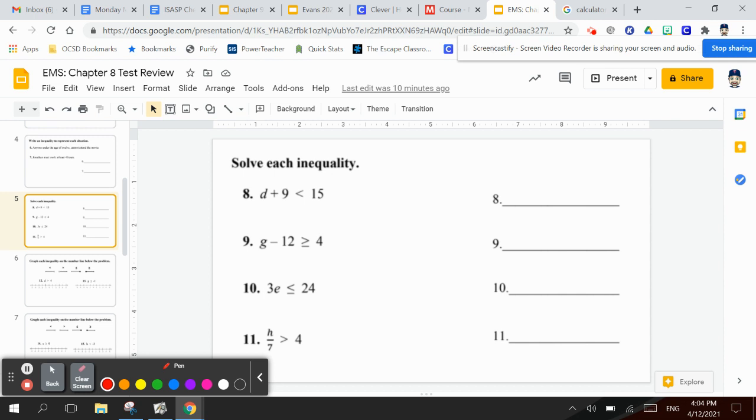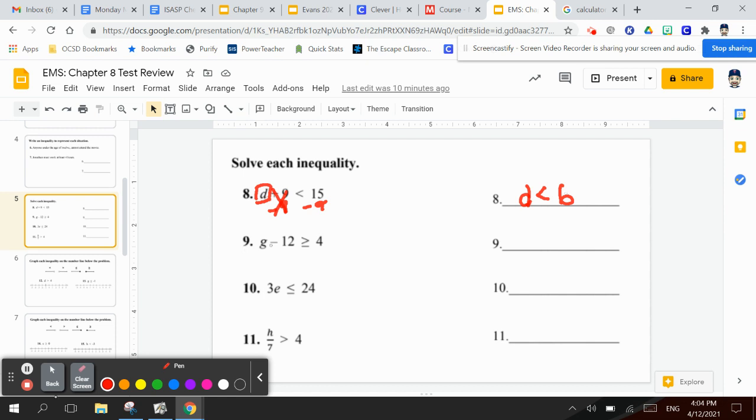So here we have to solve each inequality. So I have d plus 9 is less than 15. So to solve, again, I want to get my variable by itself. So I'm going to subtract 9 from both sides. 9 minus 9 is 0. They cancel out. I'm left with my variable d, less than sign, 15 minus 9, which is 6.